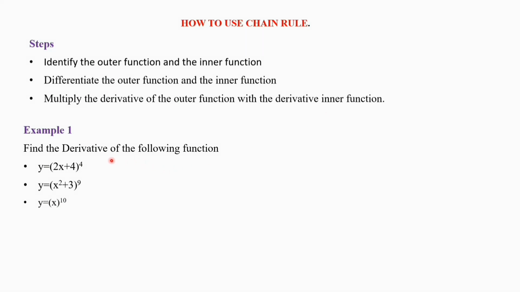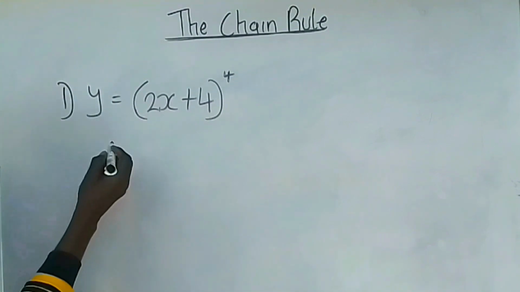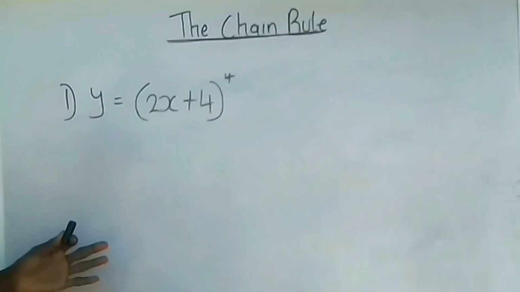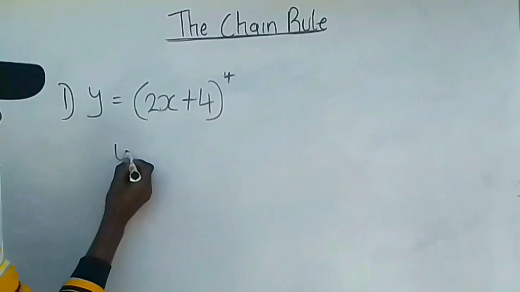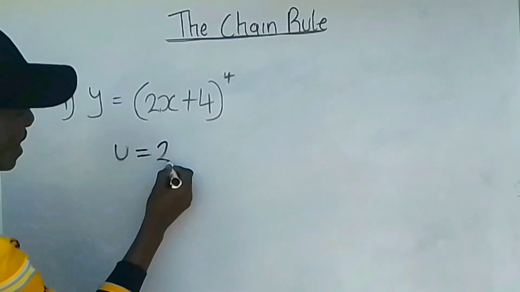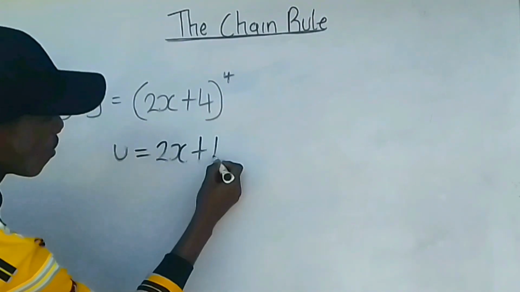Find the derivative of the following function. y equals (2x plus 4) raised to the power of 4. To solve this question, the first step is to identify the outer function and the inner function. In that case, 2x plus 4 is the inner function. So I will let u equals 2x plus 4.